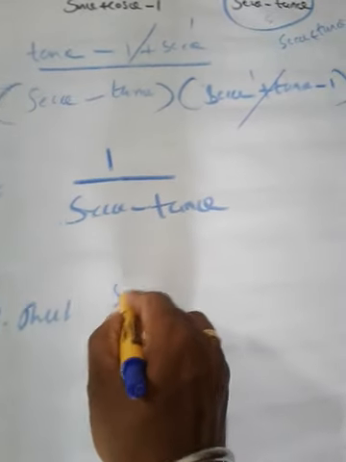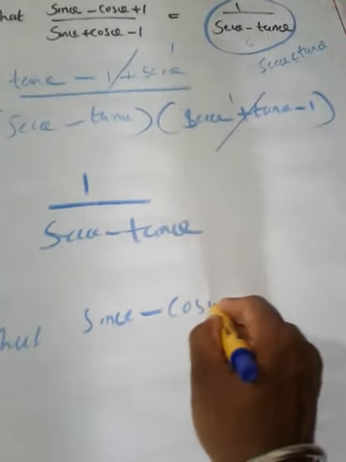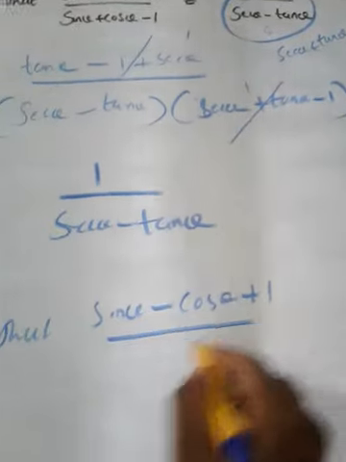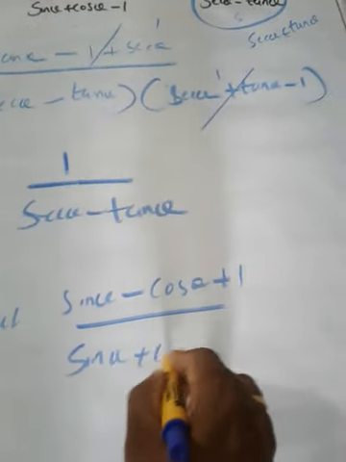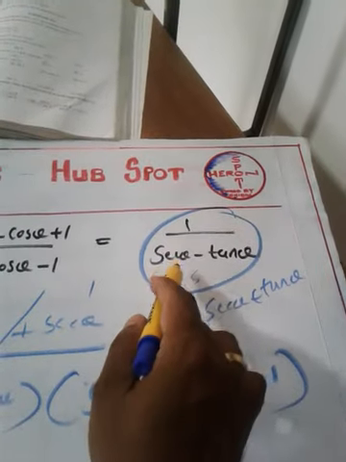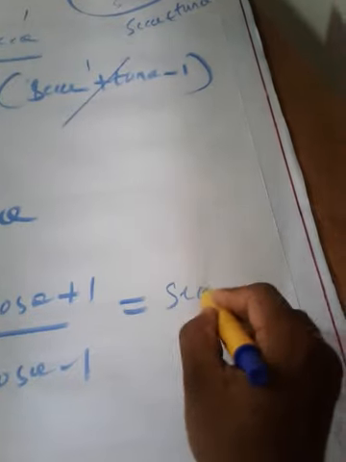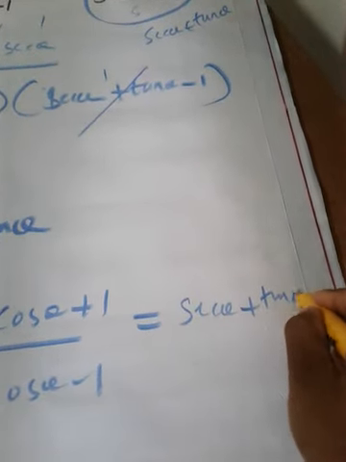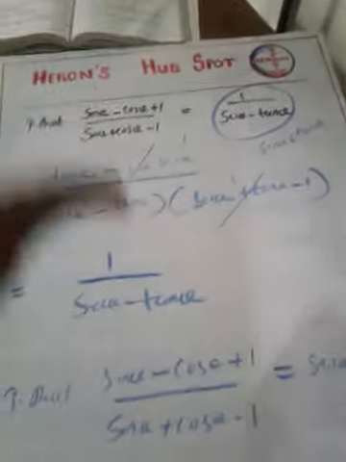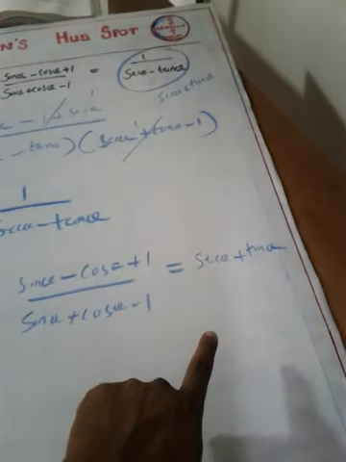Prove that, same question, (sin theta minus cos theta plus 1) divided by (sin theta plus cos theta minus 1) is equal to, instead of 1 by sec theta minus tan theta, which is an index question, what you can write is, prove that sec theta plus tan theta. After writing this question in your notebook, you can do it as an activity.